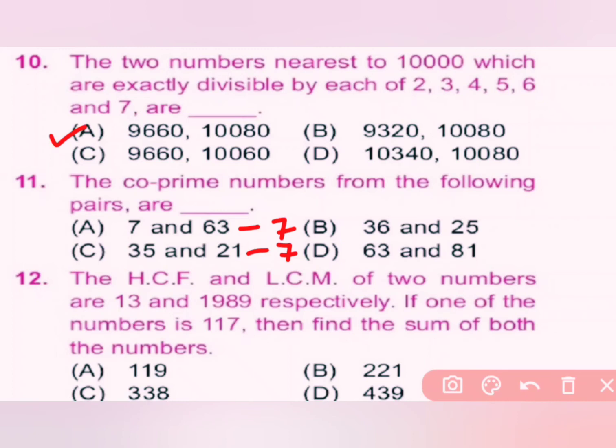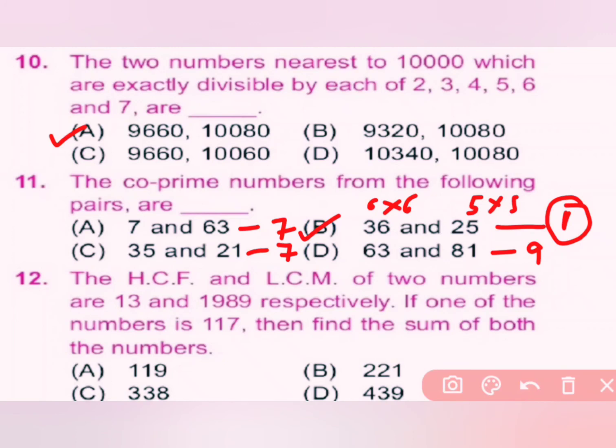Option B, 36 and 25. Here 6 into 6 and 5 into 5. So only common factor is 1. Option D, 63 and 81. 63 is 7 into 9. 81 is 9 into 9. So 9 is common factor. So in only option B, 1 is a common factor. So B is the pair of co-prime number.